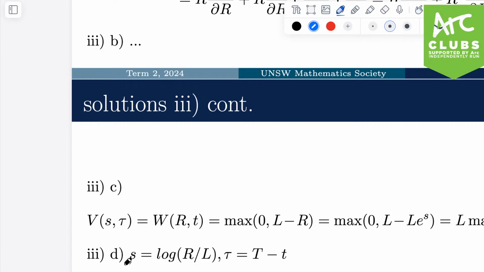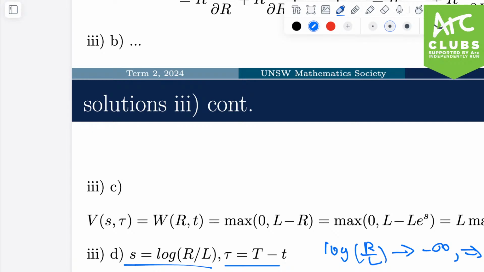And because S is equal to log of R over L, and tau is equal to T minus capital T. So if R is 0, when S goes to negative infinity, obviously log of R over L will also go to negative infinity, which implies that R goes to 0. Well, if R goes to infinity, then obviously log is monotonically increasing, so S also goes to infinity, or the other way around.